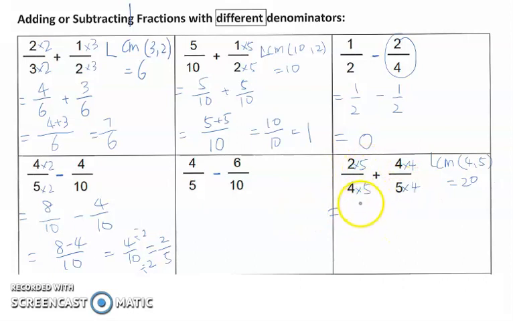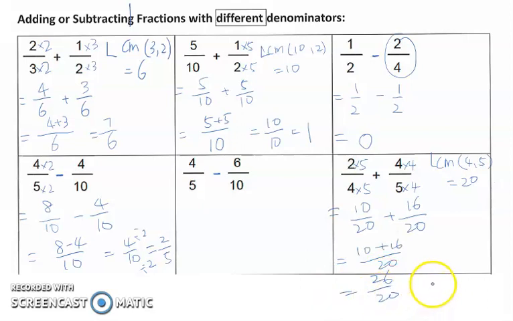Now let's have a look. 2 times 5 is 10, so this is 10 over 20. Plus, we have 16 over 20. Now we have the same denominators, and all we need to do is add the numerators together, which is 10 plus 16 over 20. So the answer will be 26 over 20.